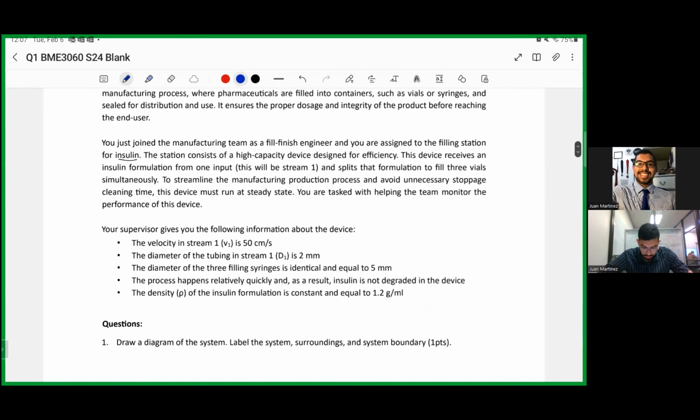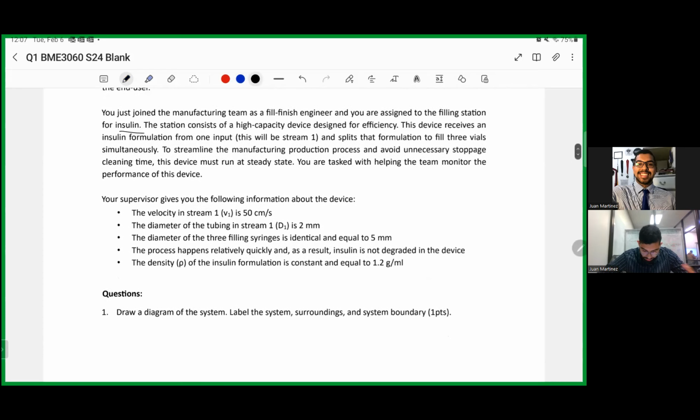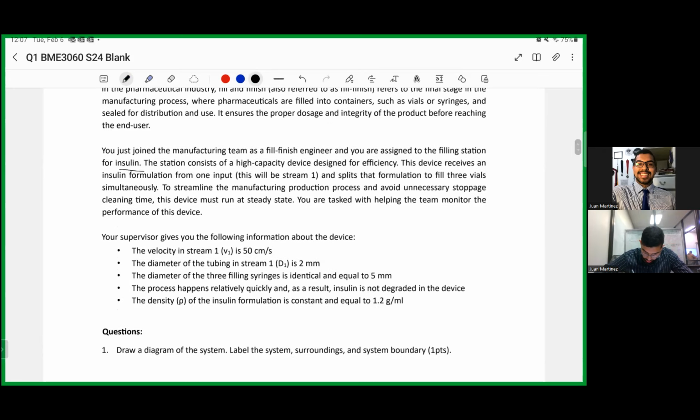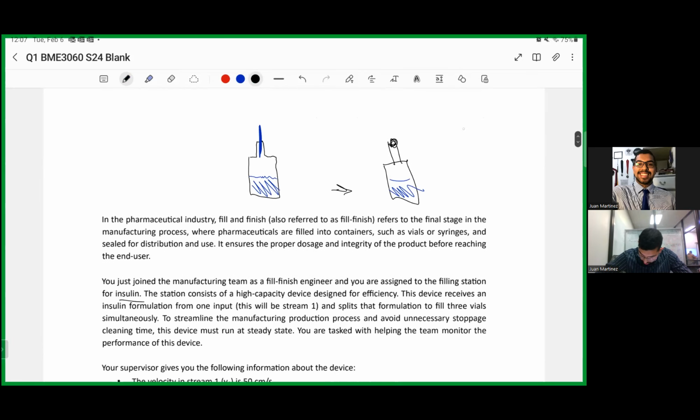You join the manufacturing team as a fill-finish engineer, and you're assigned the filling station for insulin. Okay, it's going to be important. So let's write it. The station consists of a high capacity device designed for efficiency. This device receives an insulin formulation from one input. Okay, so we have something like an input stream. Input. I love to do this kind of thing.